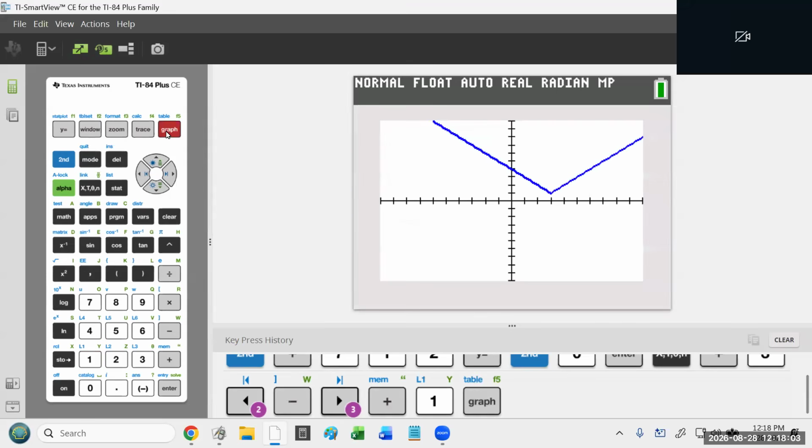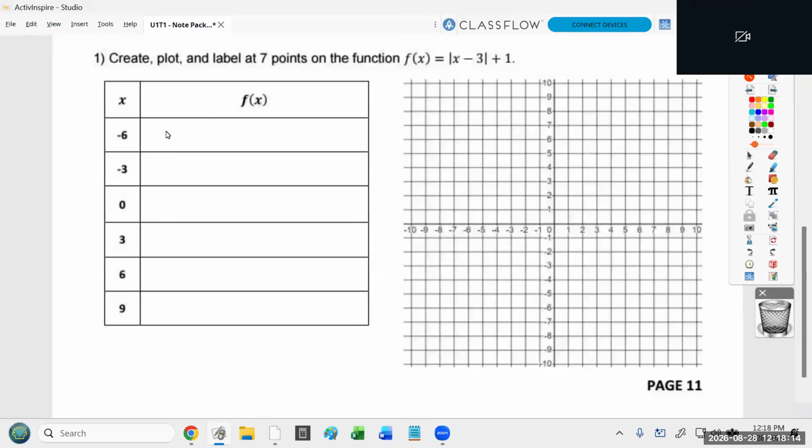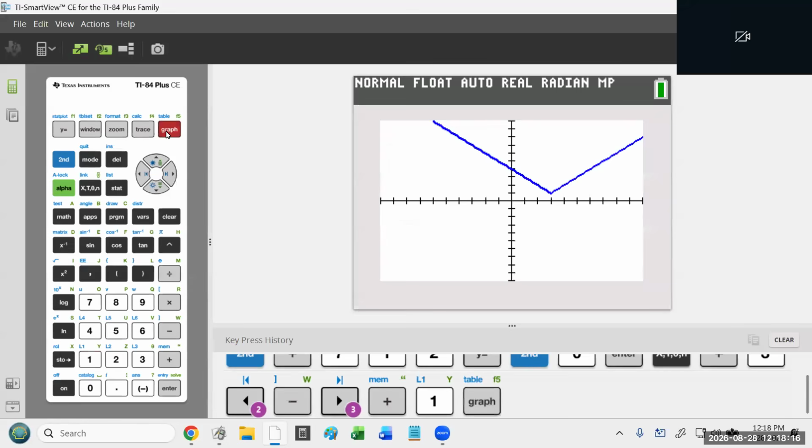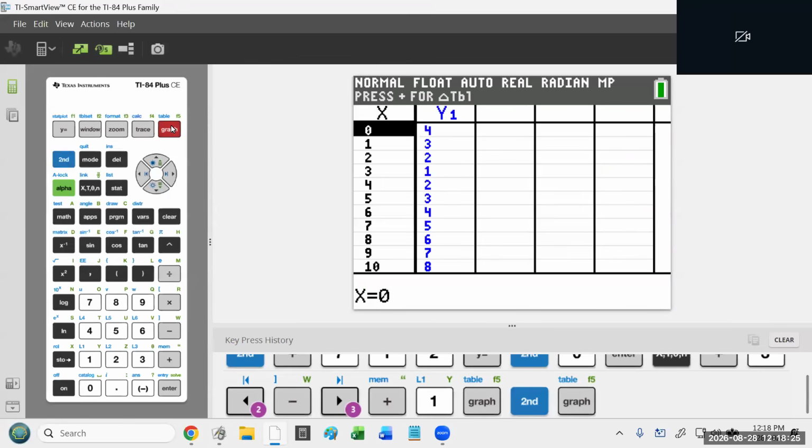Now, if you hit graph, this is optional, you didn't have to, but you can see the picture of the thing you're trying to create. Okay? So, to get that picture, I have to complete the table. So what I'm going to do, notice again the word table on the graphing calculator is blue. So I'm going to hit second, because I want the blue thing, graph. And voila, there's my table.